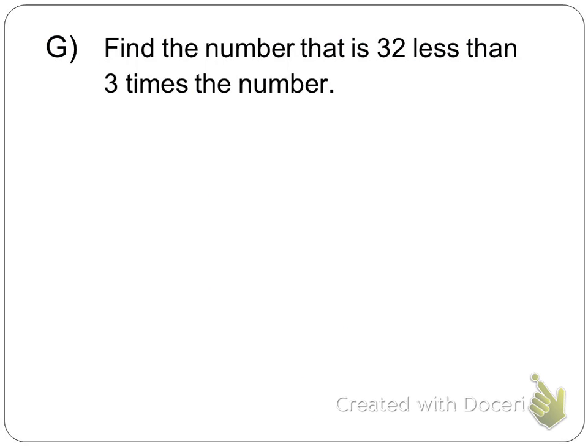How do we start every word problem like this? Yes, sir, in the front. Let x equal number. Yes, we need to define our variable using a let statement. So I'm going to let n equal the number that I'm talking about. Now, I always like to find out where my equal sign's going to be. So find the number that is 32 less than 3 times the number.